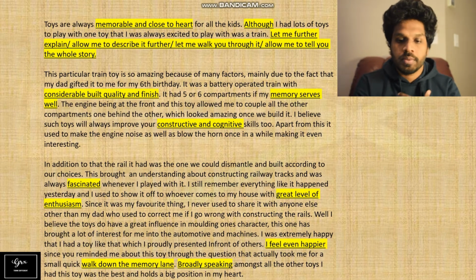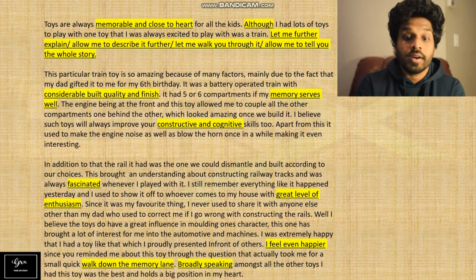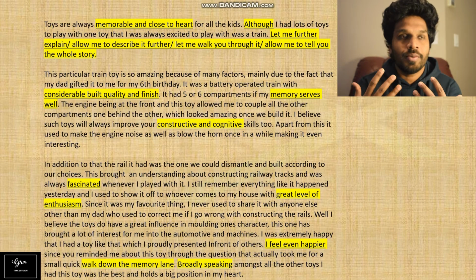So I'm just trying to explain my enthusiasm or fascination, and how much I loved and how fond I was of that particular toy. I still remember everything like it happened yesterday, and I used to show it off to whoever came to my house with a great level of enthusiasm. So I'm describing further how important that toy was for me.